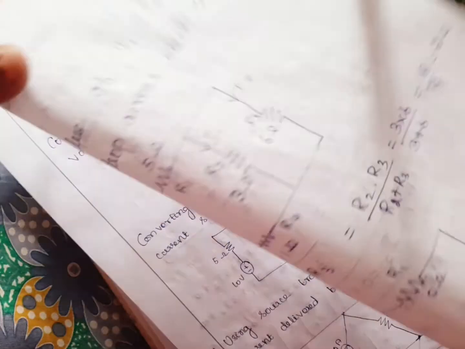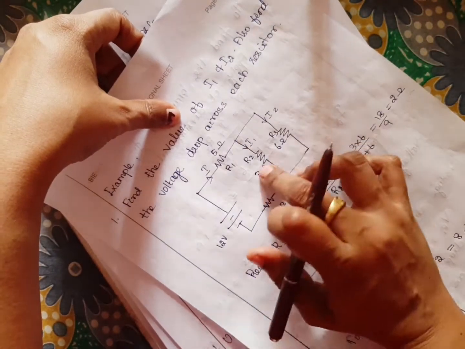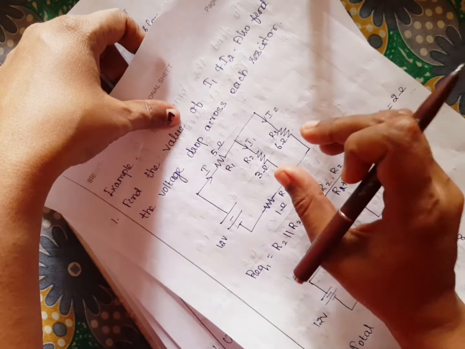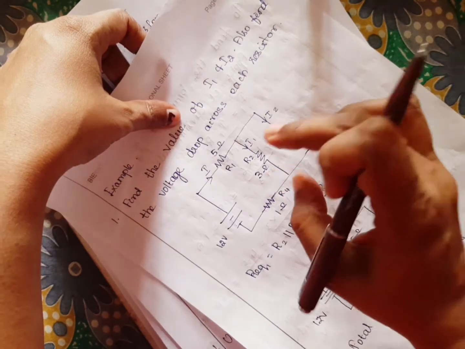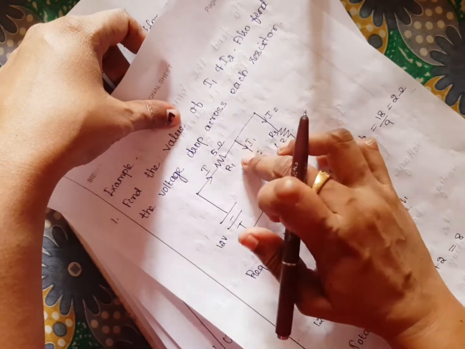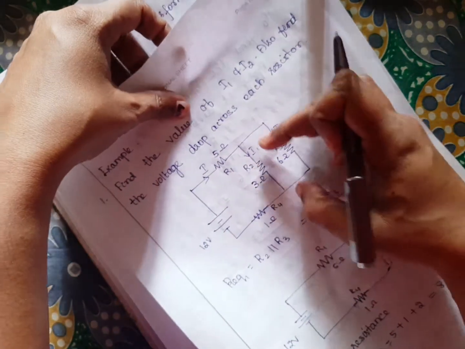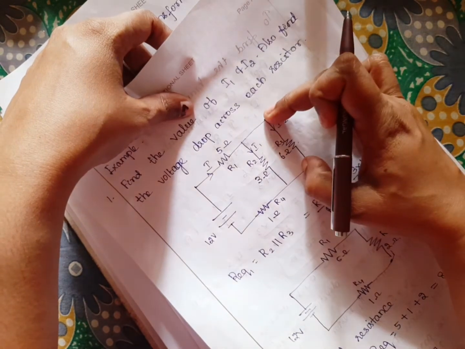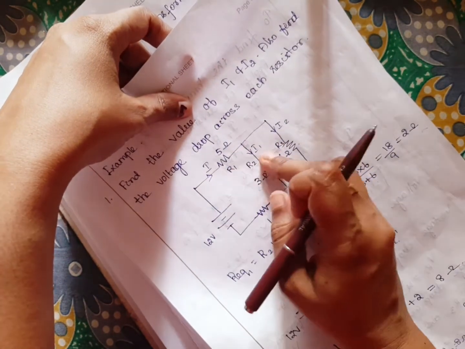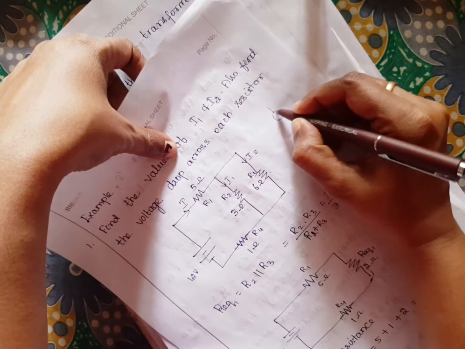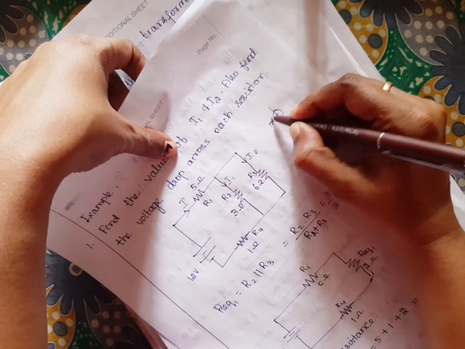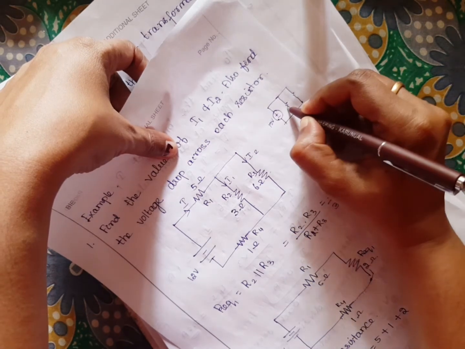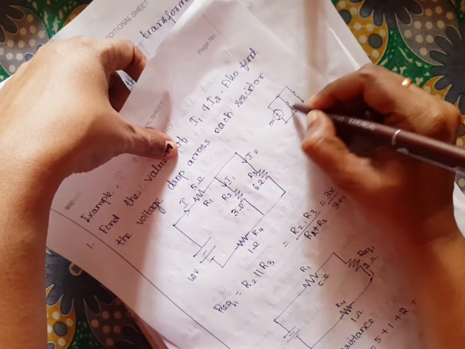So now listen, these two resistors are in parallel. So if two resistors are in parallel, then the voltage across the resistors is the same. See here, there is a voltage 12 volt here and here there is one resistor and here there is one resistor, meaning the same 12 volt flows along these two resistors.